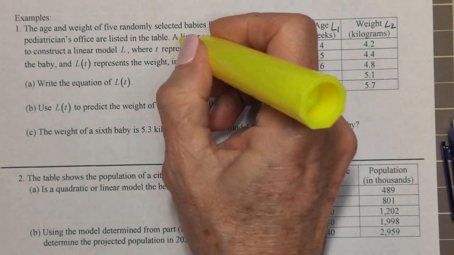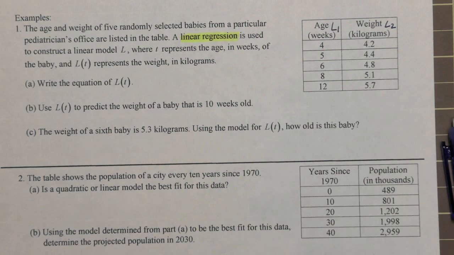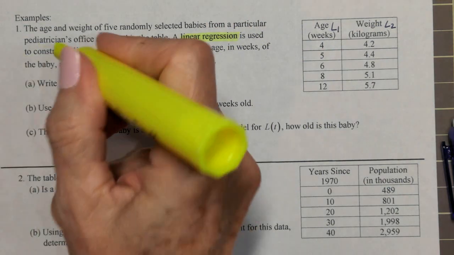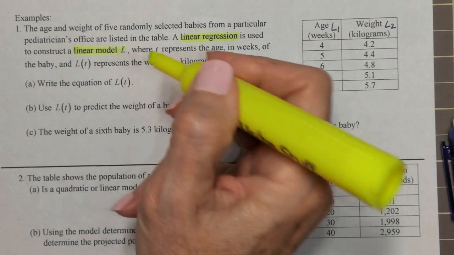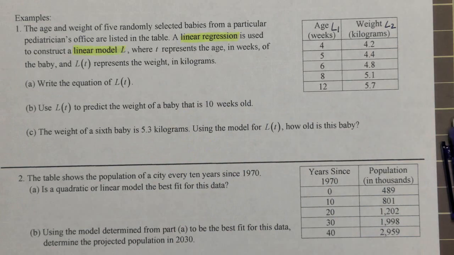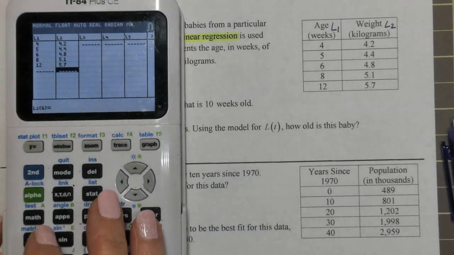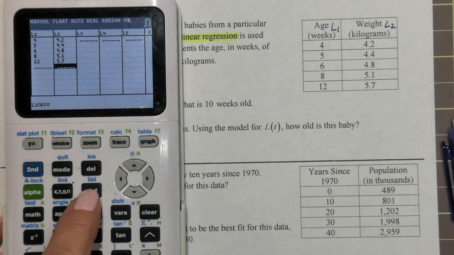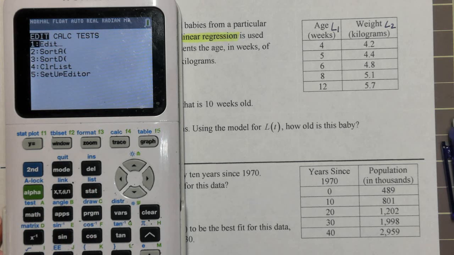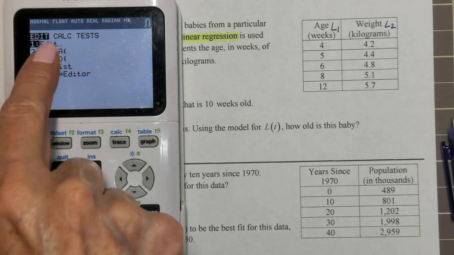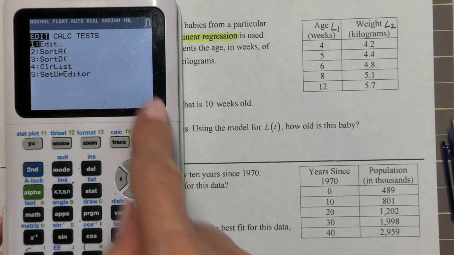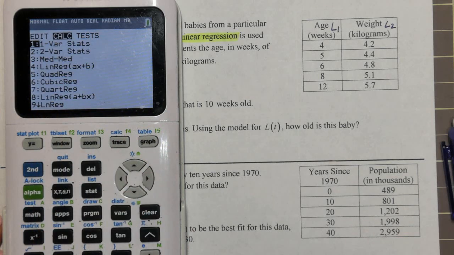So it says a linear regression is used to construct a linear model, L. Okay, so we want a linear regression. So I'm going to go back to my stat button, go to your stat key, and I've already entered it all. I want to go over to calc, so scroll over to calc, and I want a linear regression model.